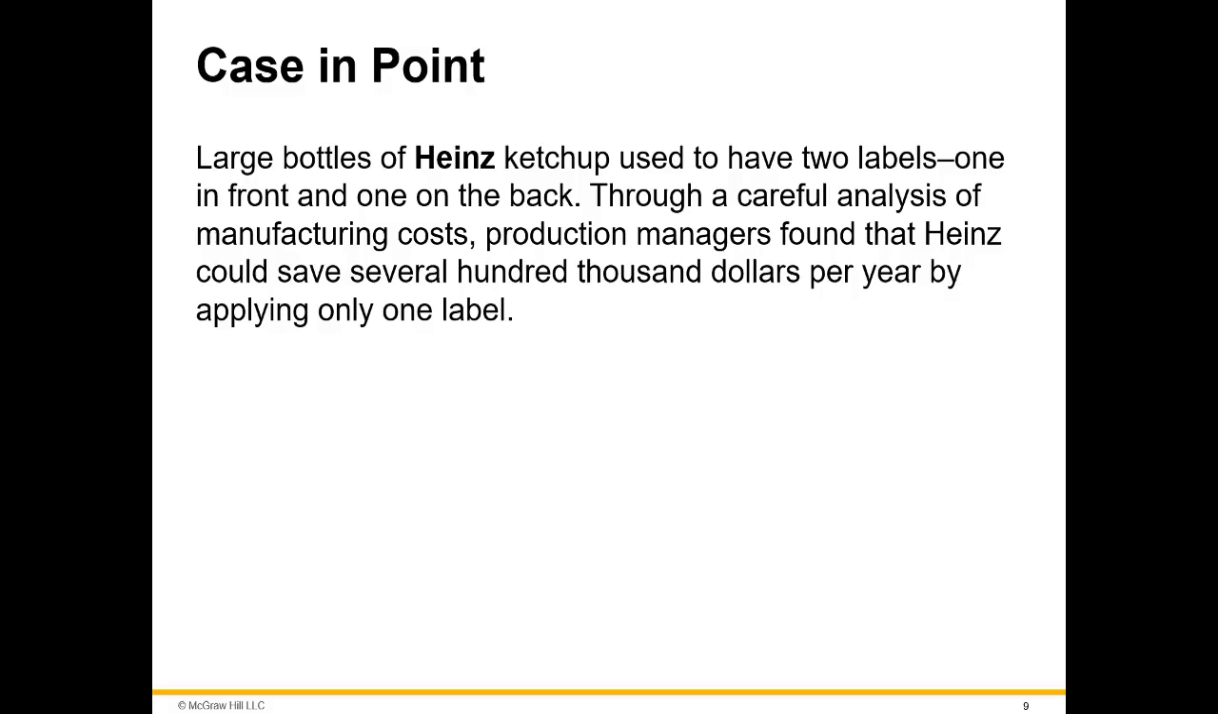Case in point, large bottles of Heinz ketchup used to have two labels, one on the front and one on the back. But through a careful analysis of manufacturing costs, it found that it could save several $100,000 per year by applying only one label. And so they found that by doing process costing.